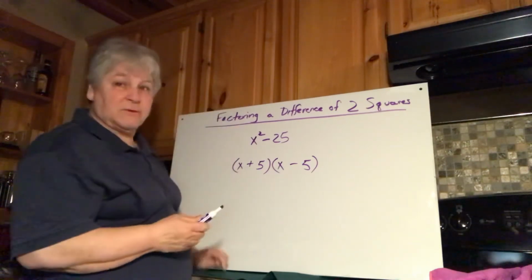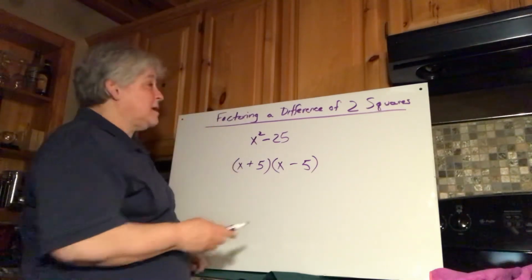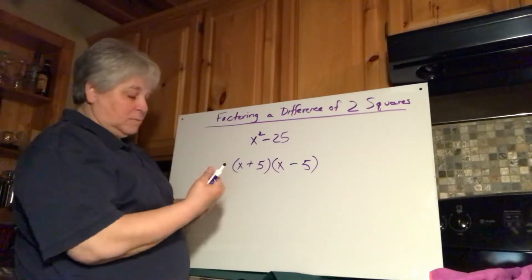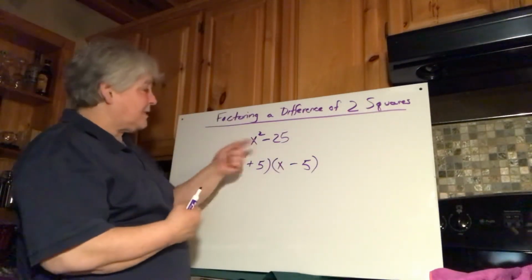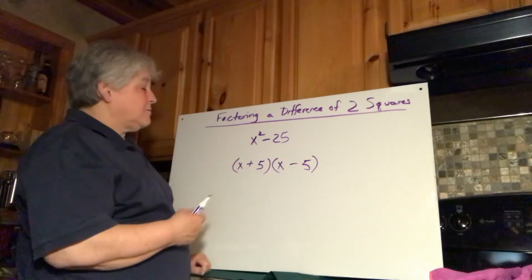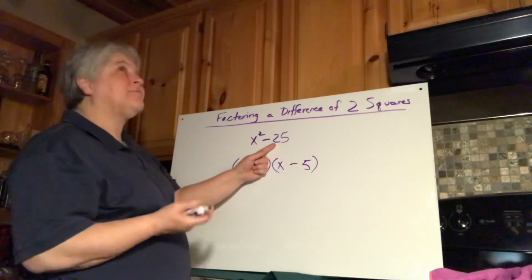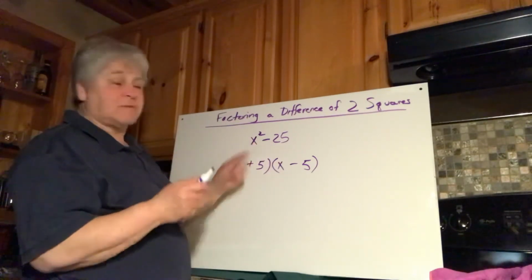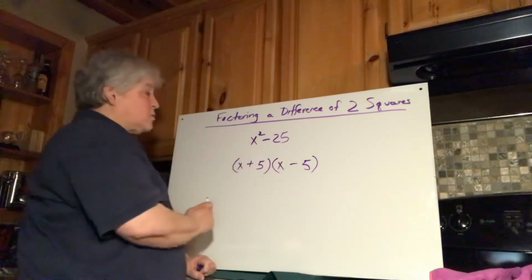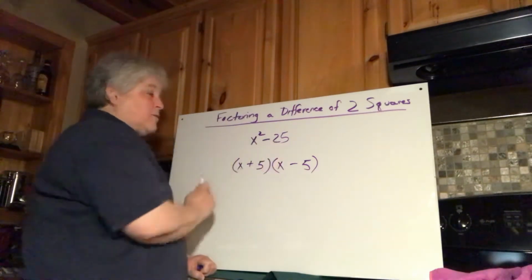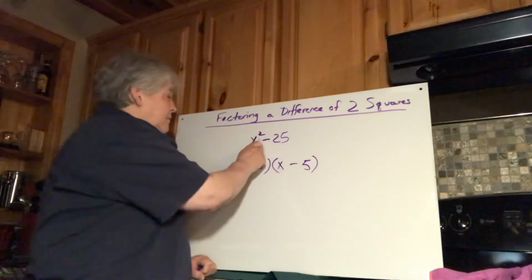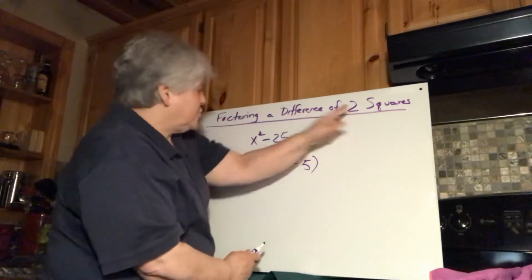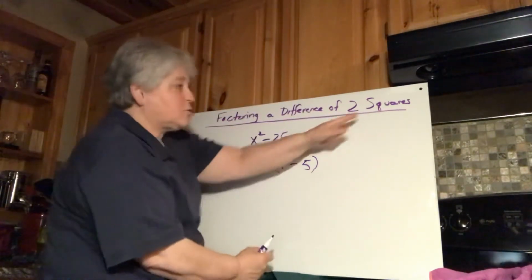2, of course, means 2 of something. And squares are things that when you multiply something by itself, you get that number or quantity. So I knew that 5 times itself gives me this, and x times itself gives me this. So that's a perfect square, that's a perfect square, and that's a different sign. So it's a difference of 2 squares.